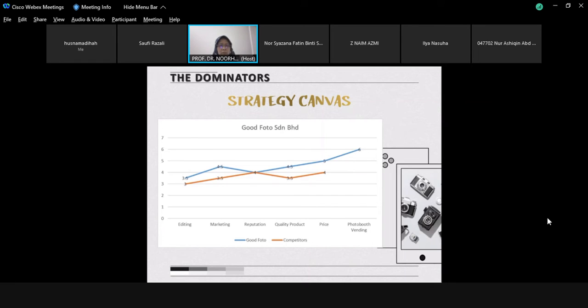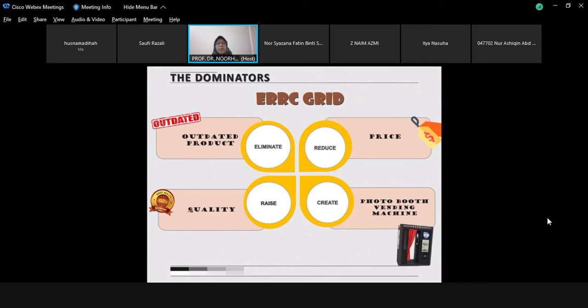Okay, go to your ERRC. What do you eliminate? You eliminate outdated product, but it's not shown in your strategy canvas. When you eliminate something, it must go down to 0. You show your booth, you show your quality, you incorrectly show your price, but you didn't show your elimination. In the strategy canvas, you must show what you raise, what you reduce, what you eliminate, what you create. The ERRC must be mapped to your strategy canvas.